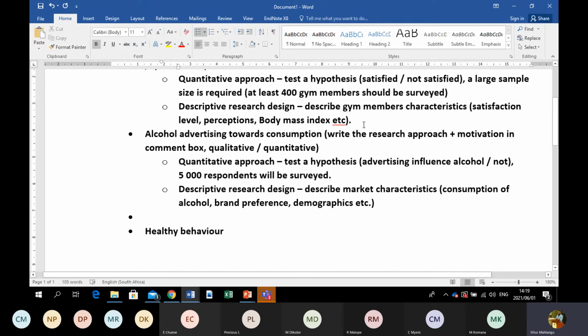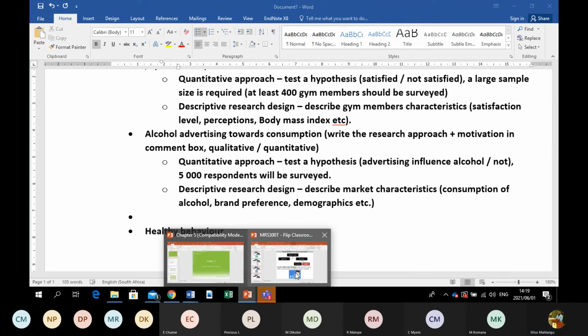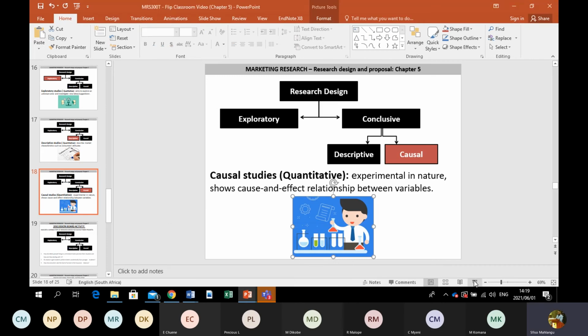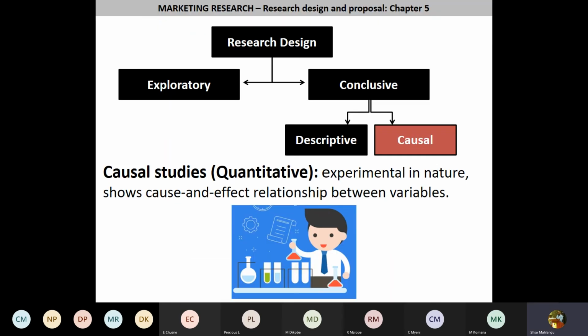So in your motivation here, you also need to talk more about how you're going to collect data, observation versus survey. That also helps you to explain that it is descriptive. So let's continue. You choose between those three research designs, and you apply it practically in the case study, depending on the case study you are dealing with.